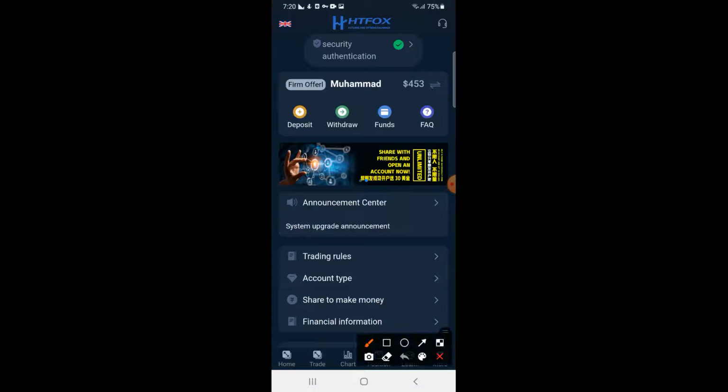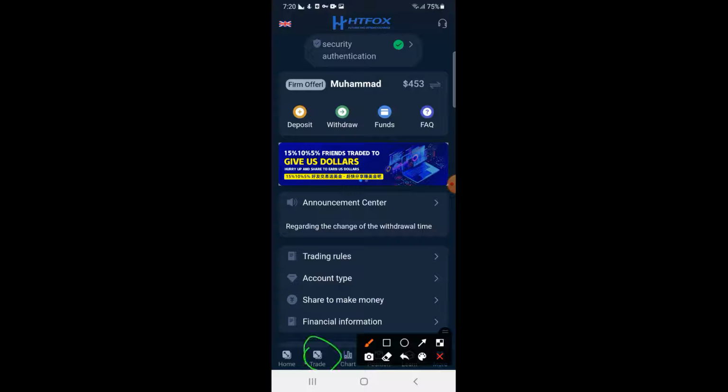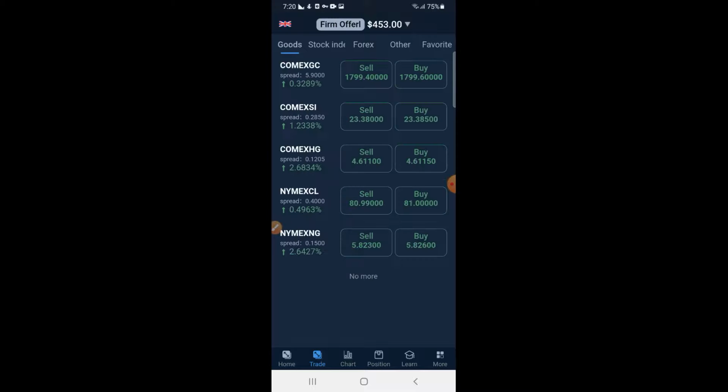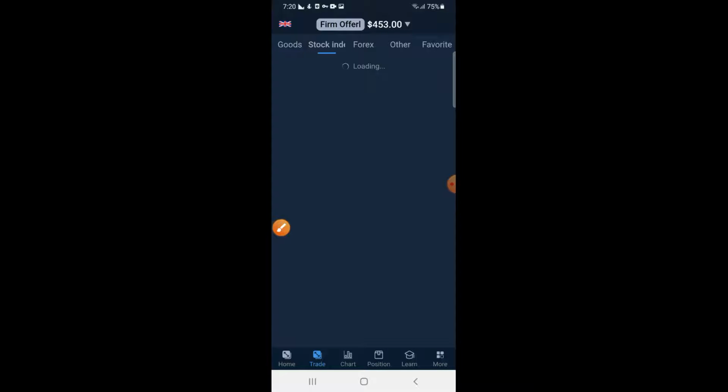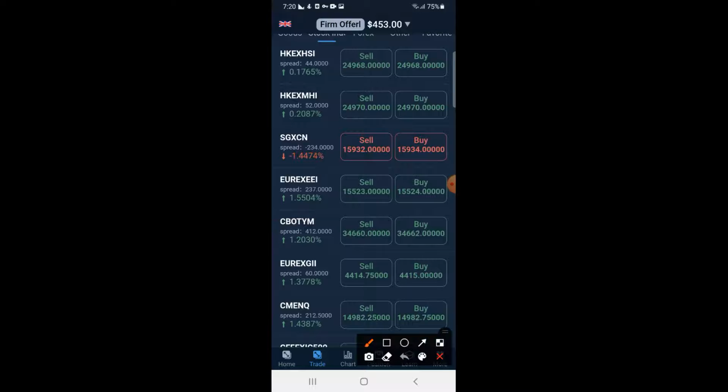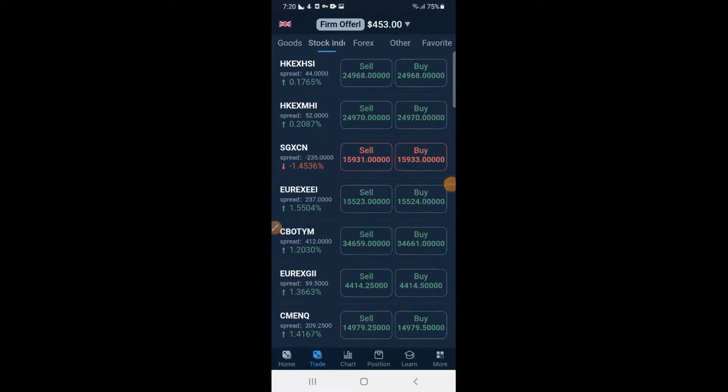Okay, first I am clicking here, trade. After clicking trade, then click here, stock index. Your second step is to check the pair, EUREXGII, according to the signal. And third step, it's sell trade. Click here for sell.